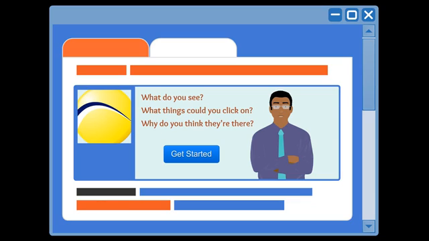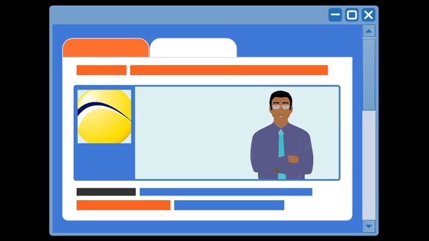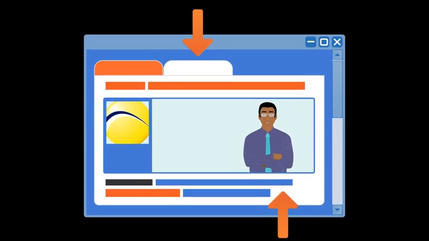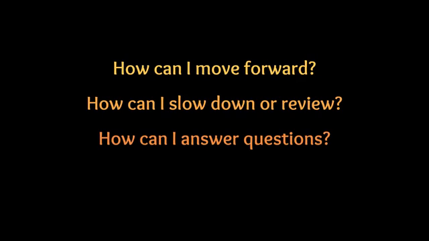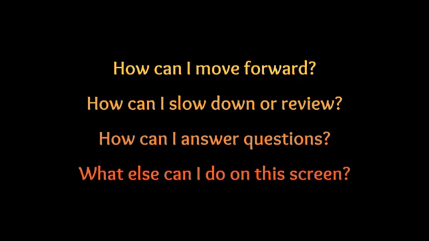The more familiar you become with buttons, icons, and menus, the easier it will be to understand how to use software like Computer Essentials. Each time you see a new screen, your homeroom, a lesson, a unit quiz, or an assessment, take the time to look at the top, bottom, and sides. Figure out the controls and menus and watch the tutorials that help you understand what you can do and how to do it. Ask yourself, how can I move forward? How can I slow down or review? How can I answer questions? What else can I do on this screen? Okay, so now you're ready to go.